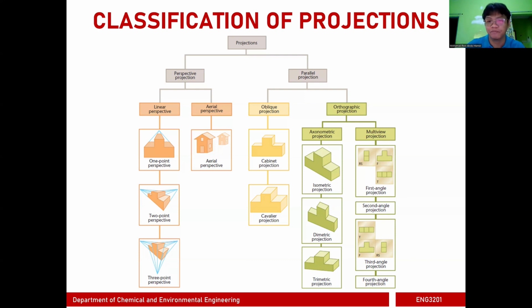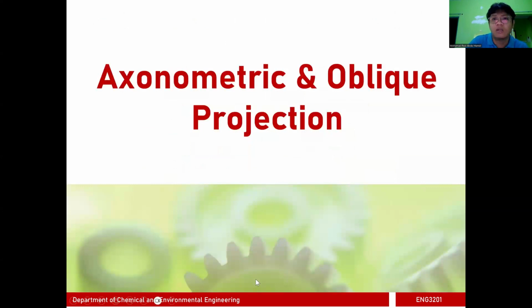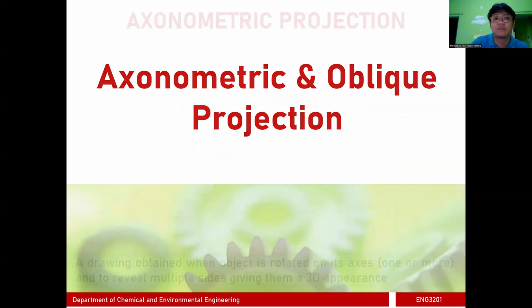So those are the classification of projection. We already covered this, but I'm just going to give you a recap. Now, the thing that we're going to discuss today is axonometric and oblique projection: how we plan to draw, what the features of it are, and then what the limitations and advantages are.